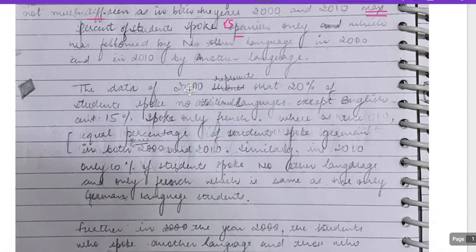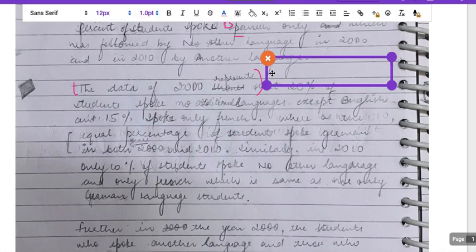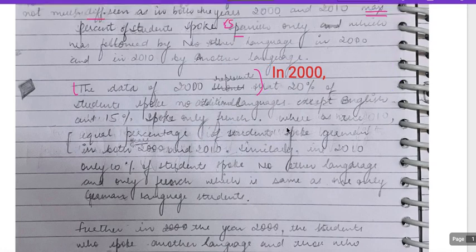The data of 2000 represents that. Do not start with this. Just do not consider data anymore. In 2000. Say it like this. In 2000, 20% of the students spoke no additional language except English. And what is this? And acha, and 15% spoke only French.